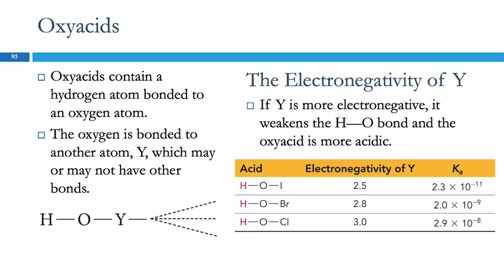Okay, so that was binary acids, and then there's oxyacids. Oxyacids have oxygen in there. In an oxyacid, the hydrogen is bonded to one of the oxygens. And then we have this other element, could be chlorine or nitrogen or whatever. So this other element may or may not have other bonds to it. It could have other oxygens here.